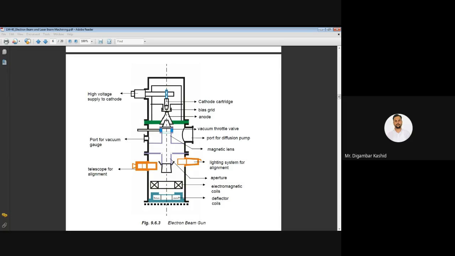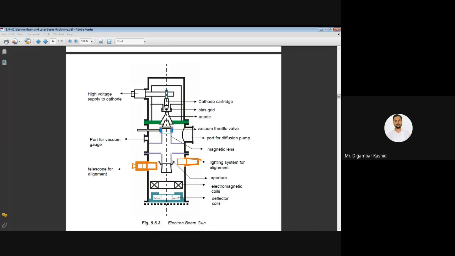Actually, this electron beam gun is the heart of your electron beam machining process. The basic functions of any electron beam gun are to generate the free electrons at the cathode, accelerate them to a sufficiently high velocity, and focus them to a small spot size. For that purpose, in the electron beam gun we have the magnetic lens also.